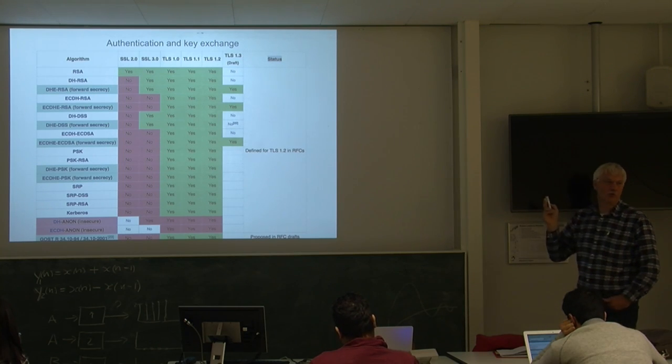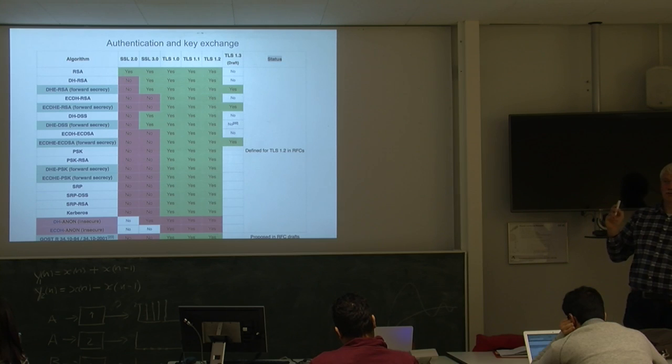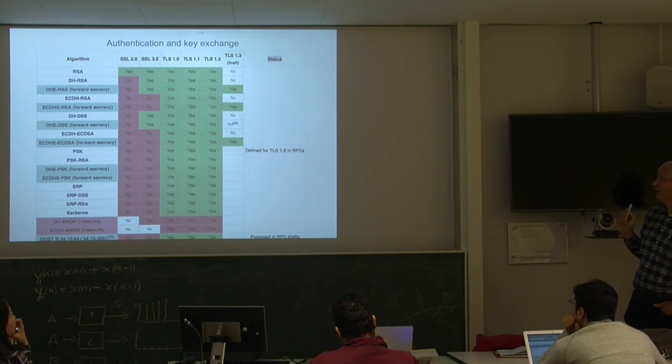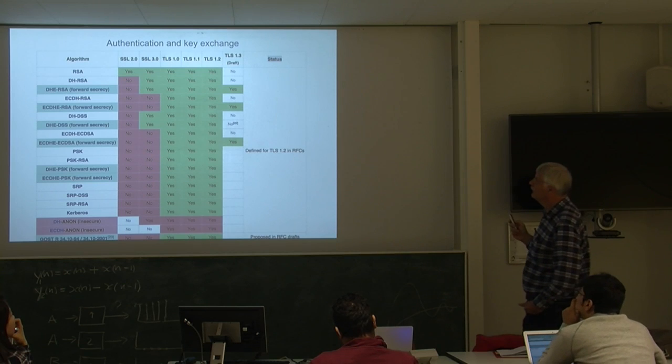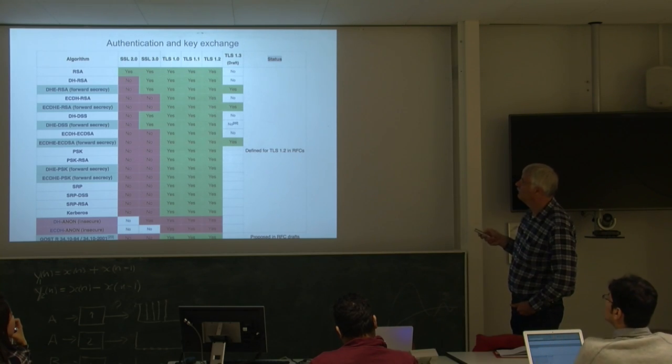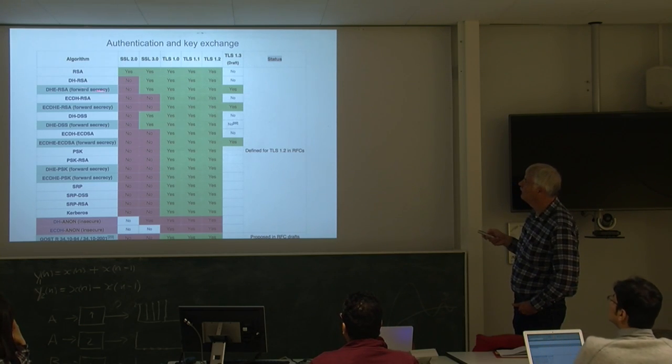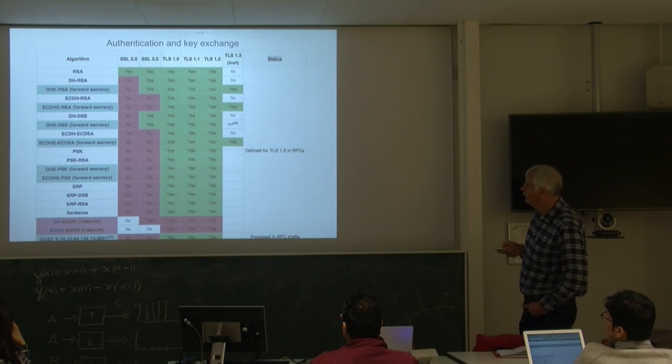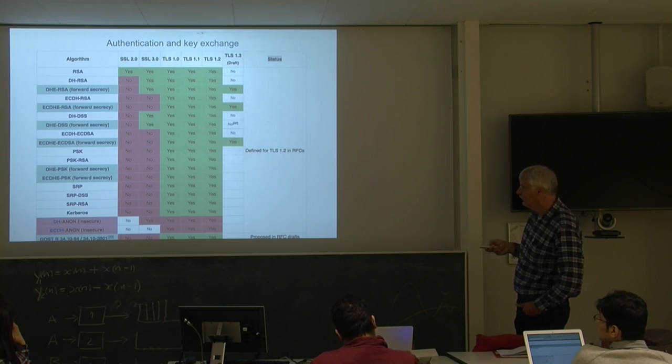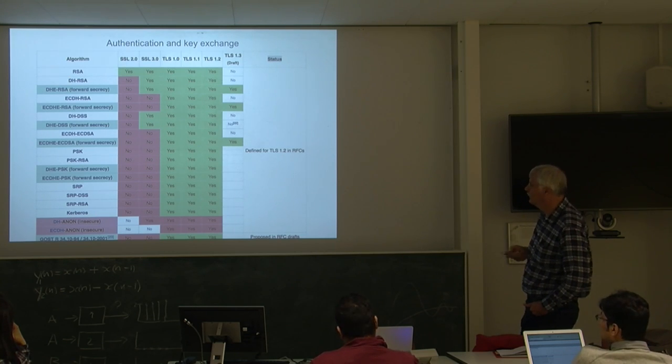I'm not an expert in cryptography. It is something which I find difficult. It's always slightly different than I expect. But at least a couple of things that you can see. RSA is still something that is okay. Diffie-Hellman RSA, that's also okay. There are a couple of things which are not okay. That's this stuff, of course.